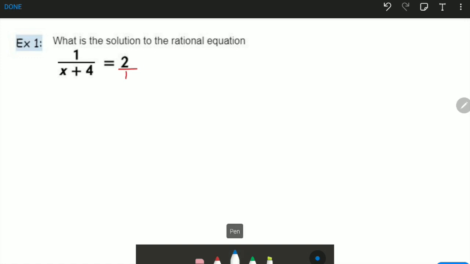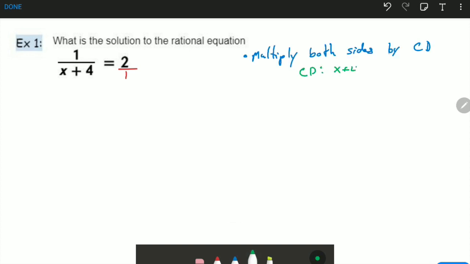And the process that we're going to be doing is multiply both sides by the common denominator. I'm just going to put CD for short. So that's the first step we're going to take. The common denominator in this case would need to have x plus 4 and the 1 as well. So really just x plus 4. So I'm going to multiply both sides by that common denominator.